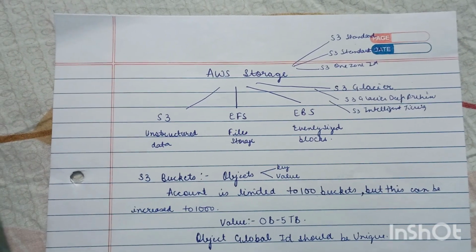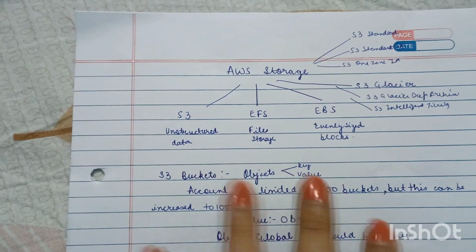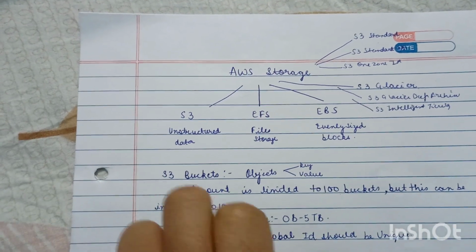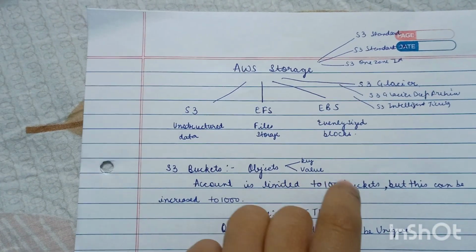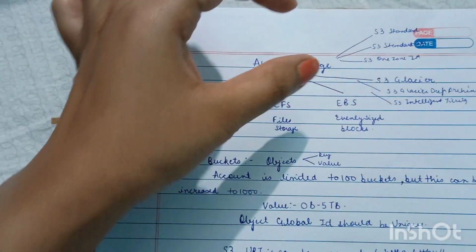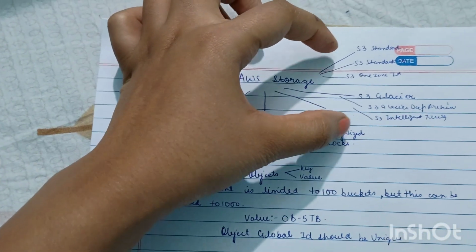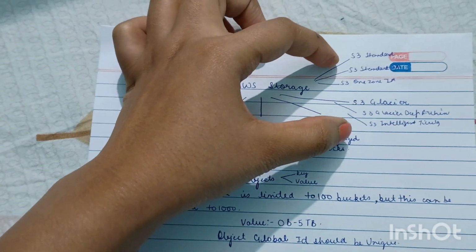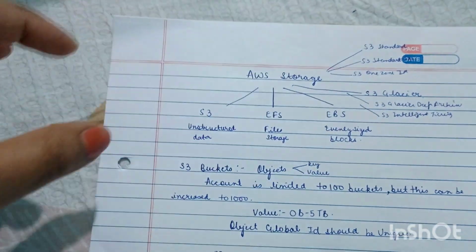So yeah, let's go. Basically in AWS there are these storage services: S3, EFS and EBS. And these are the types of storage services, and I'll explain S3 later on.